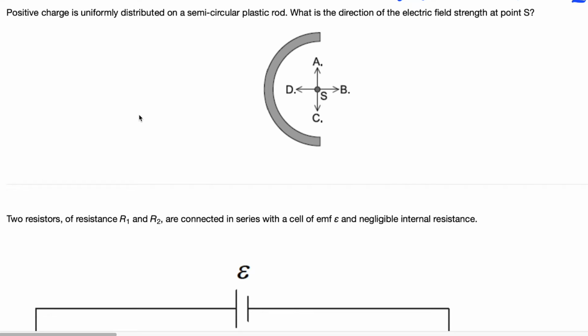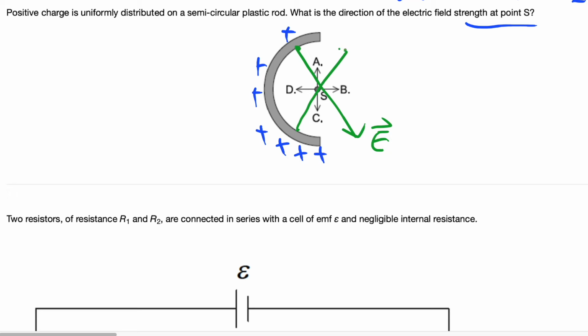Positive charge is uniformly distributed in a semicircular plastic rod. What is the direction of the electric field at point S? So here, positive charge is here. And we know that positive charge radiates outward. And we want to know the electric field at point S. So let's say this point here, we'll have an electric field in this direction. And here we'll have the electric field in this direction. Here we'll have another electric field in this direction, and an electric field in this direction, right?